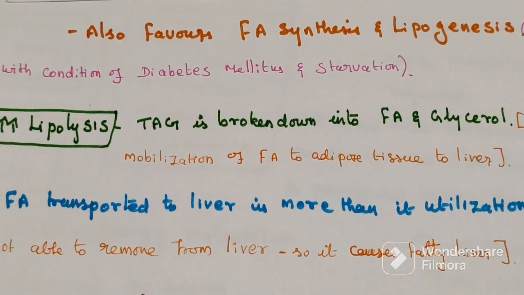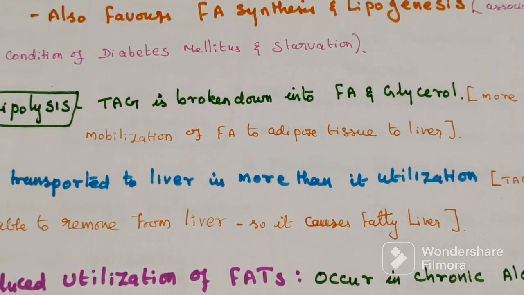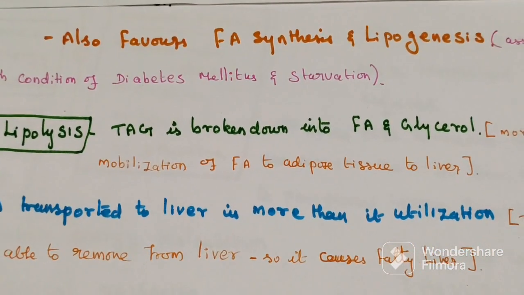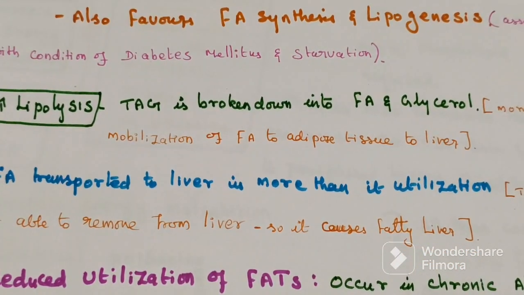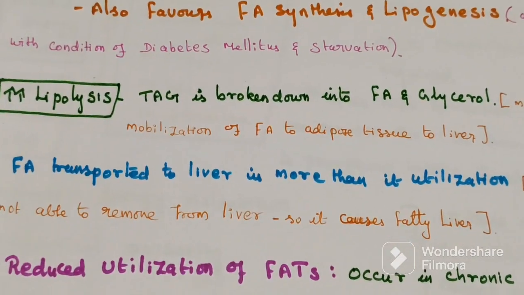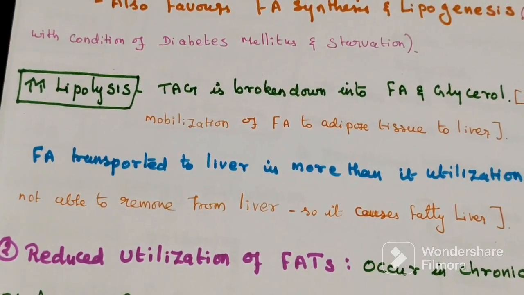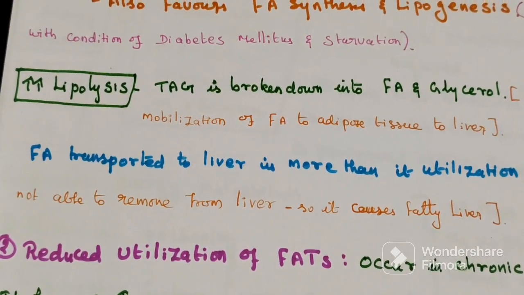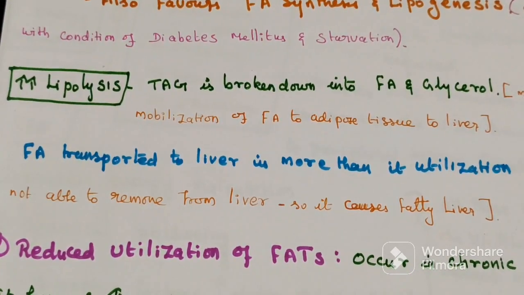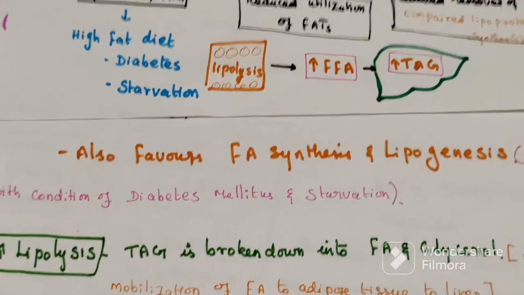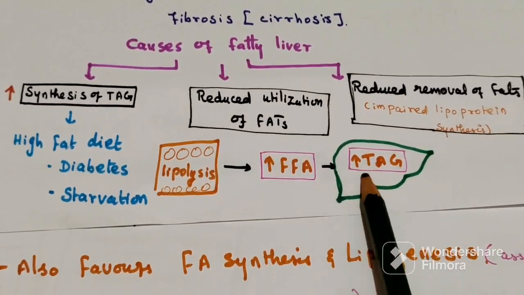There is increased lipolysis. Triacylglycerol is broken down into fatty acid and glycerol. There is more mobilization of fatty acid from adipose tissue to liver. So the number of fatty acids transported to the liver is more than its capacity for utilization. So the increased level of fatty acid then leads to increased synthesis of triacylglycerol. So in the second condition, lipolysis increases free fatty acid, then increased synthesis of triacylglycerol.